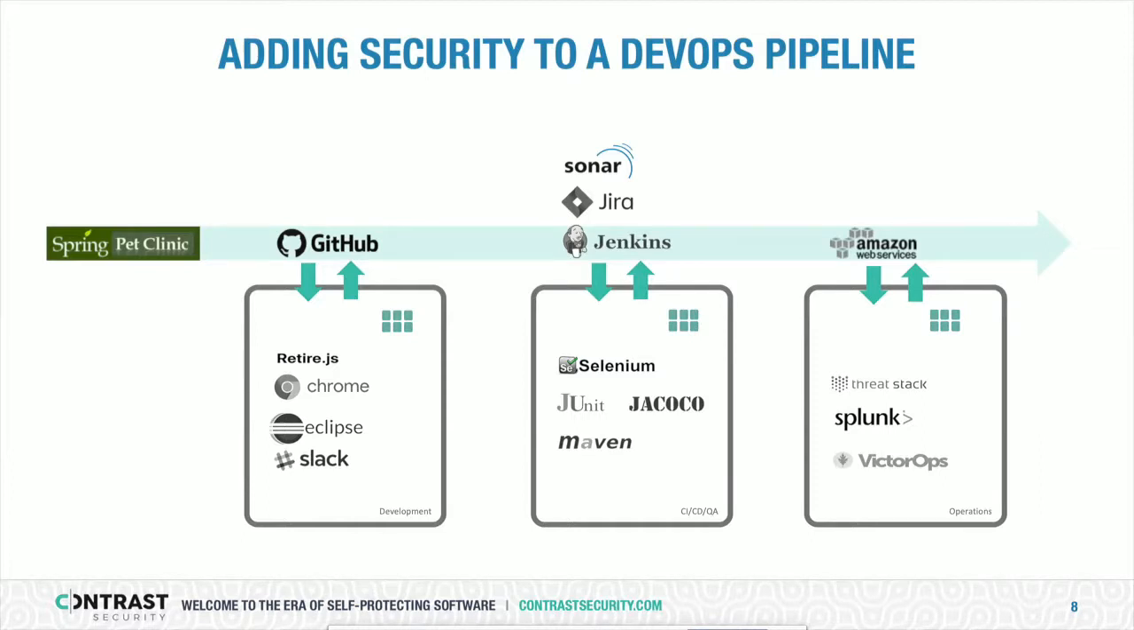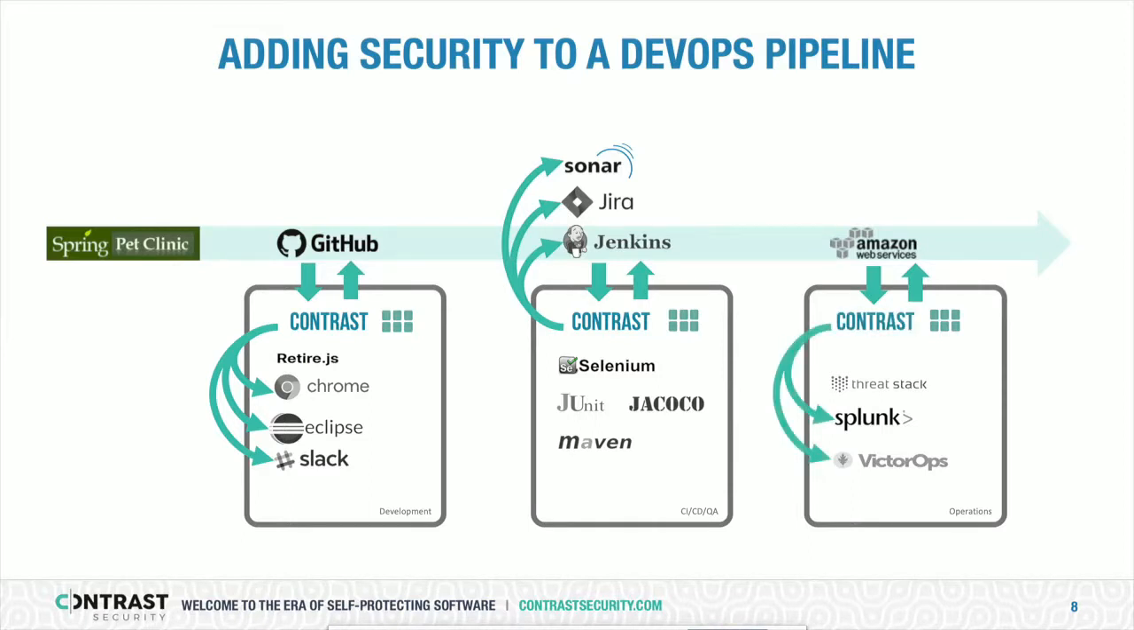What we're going to do is add security to this. We're going to add Contrast in development, and we're going to get instant feedback through the tools that we're already using on vulnerabilities. Then in the QA environment, we're going to just do our normal test processes, and we're going to get vulnerability feedback through different tools, through JIRA and Sonar and so on. And then when we move to production, we're going to shift gears a little bit. We're going to be detecting attacks. We're going to be reporting those attacks through into Splunk.